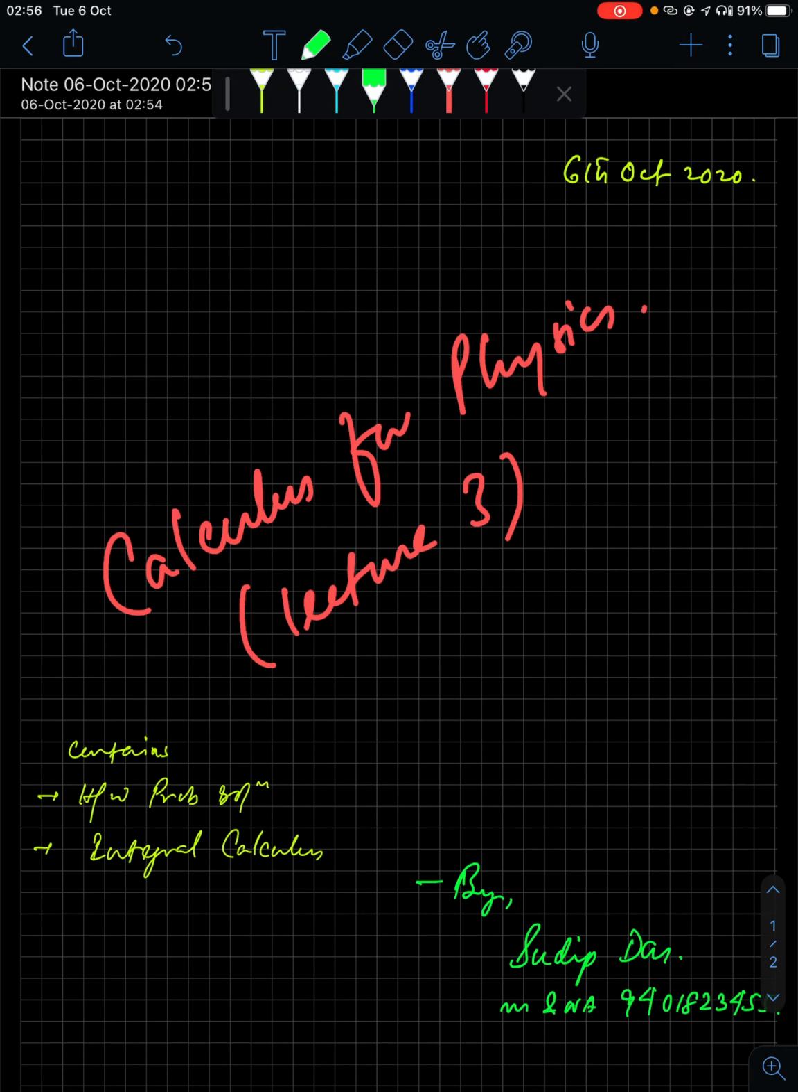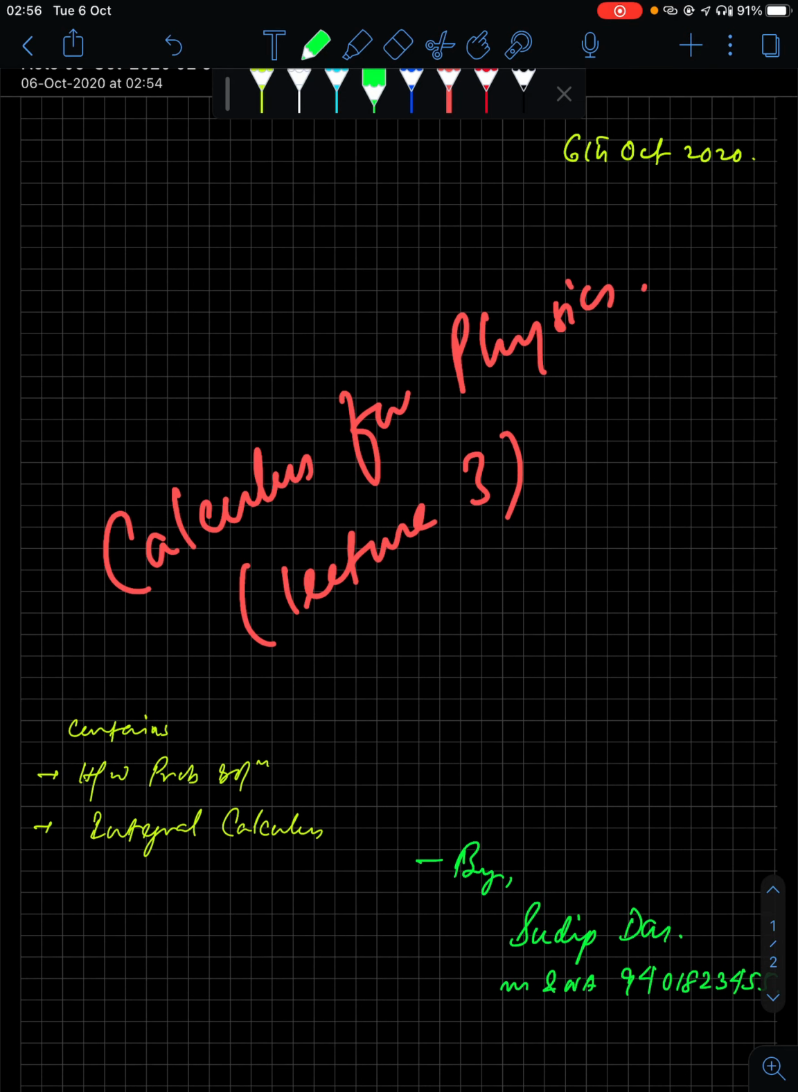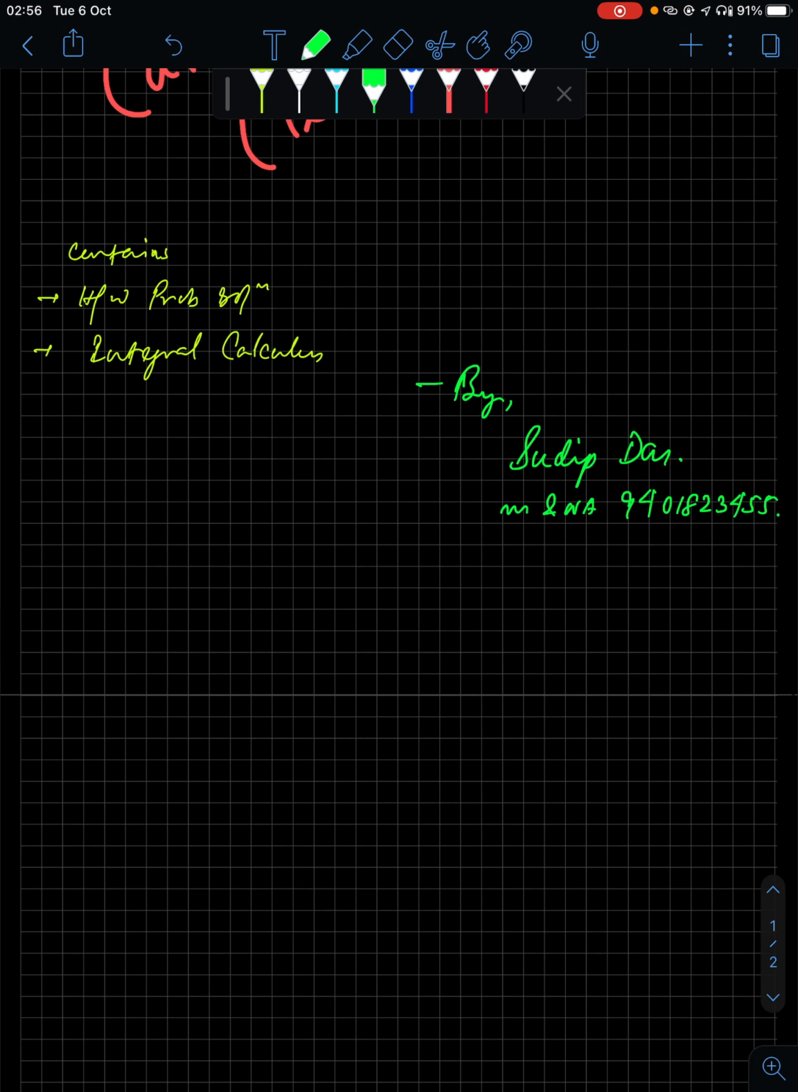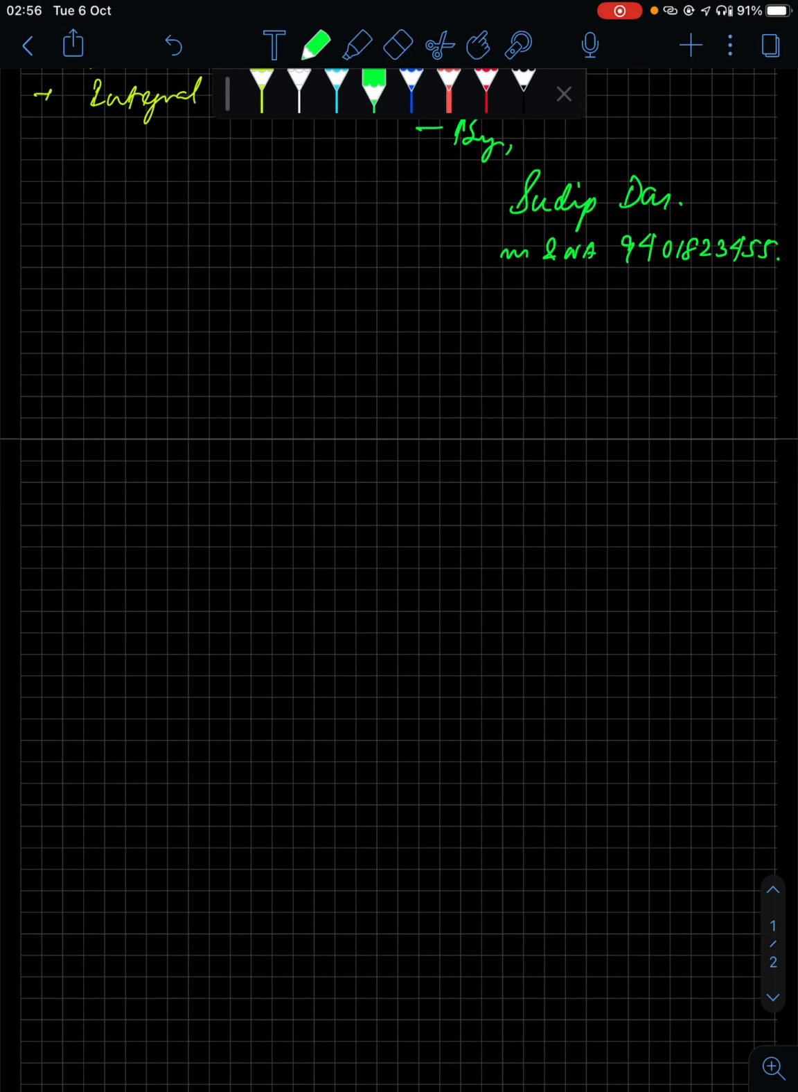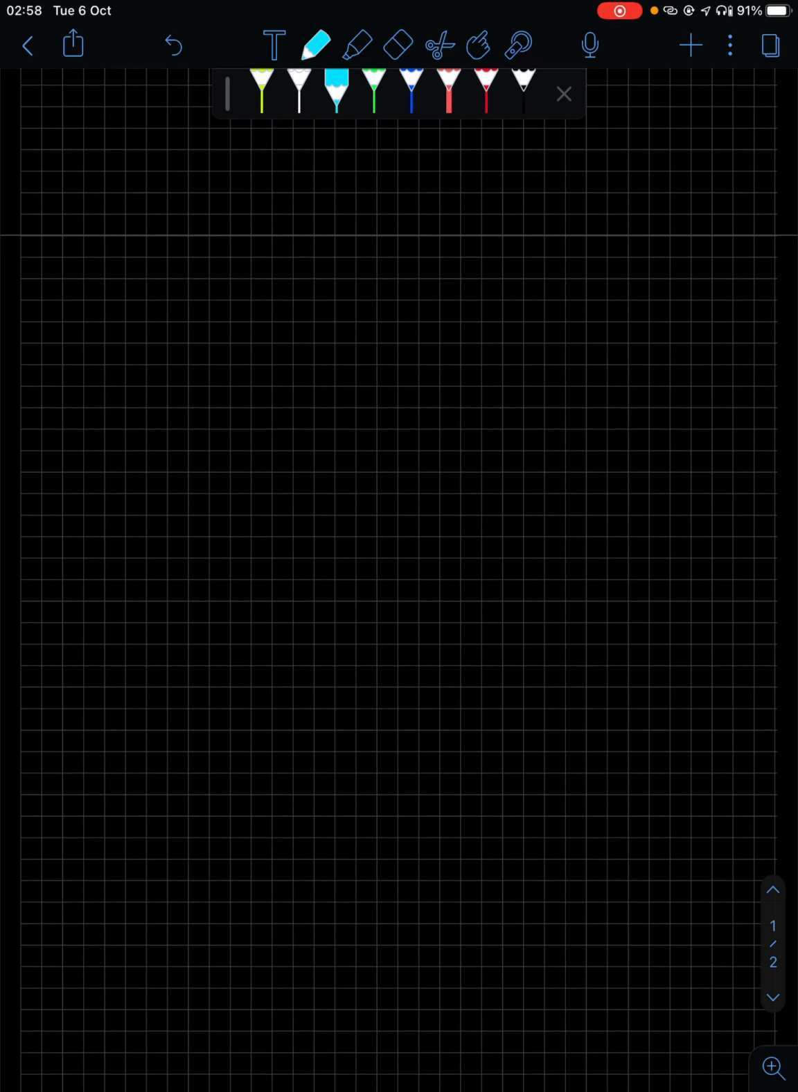So this is the third and last lecture in this series called Calculus for Physics. Today we'll see the homework problems that were given in the last lecture and also integral calculus. With that we'll close this series, and after that we'll start with the chapter Motion in a Straight Line, chapter 3 of class 11. So the homework problems, let's do that first and then we'll see integral calculus.